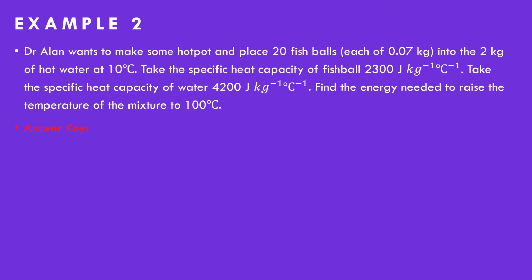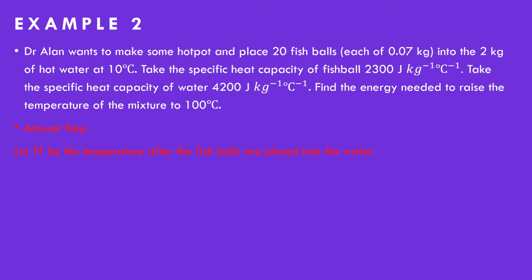In fact, we can let Tf be the temperature after the fish balls have been placed into the hot water. So when the cooler fish balls are placed into the hot water, as mentioned in the previous video, there will be heat transfer. When there's heat transfer, the heat will flow from the hotter object to the cooler object. The energy absorbed by the fish balls is equal to the energy released by water. This is a basic idea of thermal equilibrium. The energy absorbed and energy released can both be calculated by specific heat capacity.